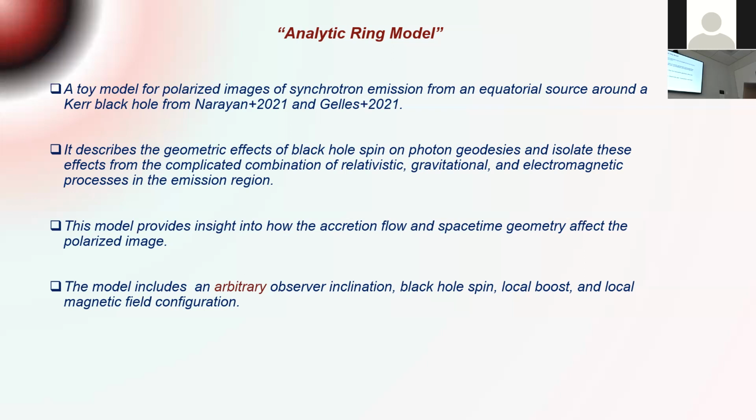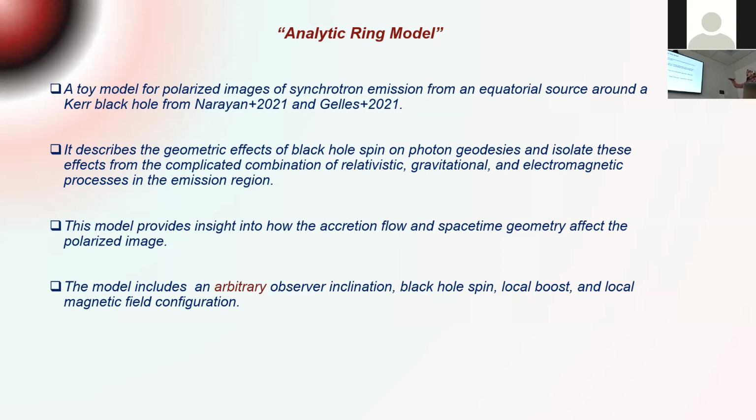The very nice thing about these models is the arbitrariness of the observer inclination, black hole spin, local boost, and local magnetic field. Why? Because this allows us to choose any source that we want. For example, we can consider MAD with observer inclination of 17 degrees and a black hole spin that we don't know, and use it for our GRMHD simulation and for local boost and magnetic field. But how can I proceed with that? Because that really comes from the emission.